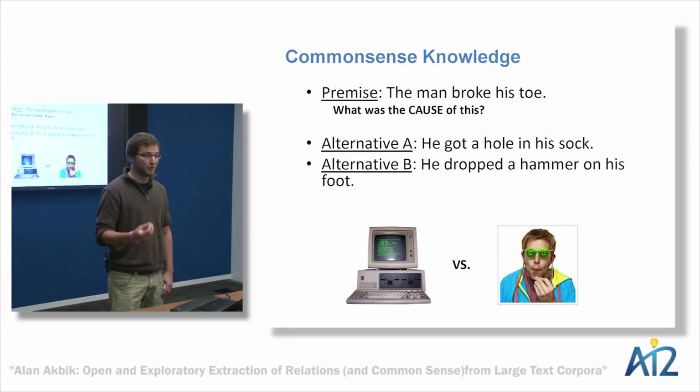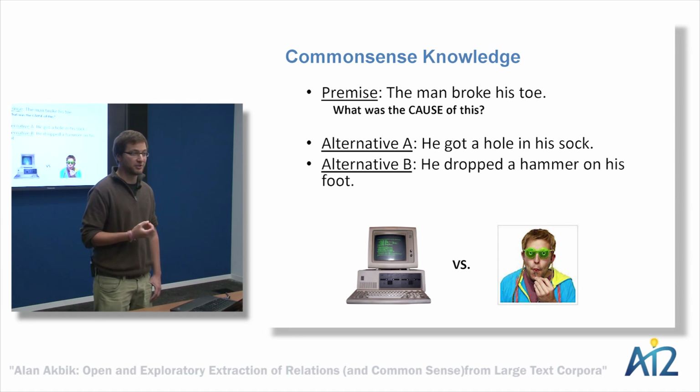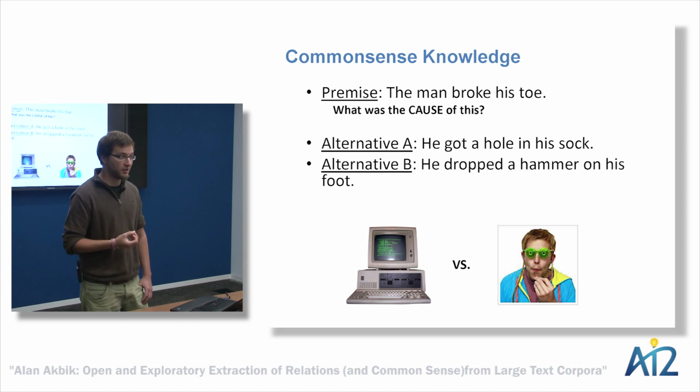You basically always have a premise. You have a question: what was the cause of this? What is the result of this? And you have to select one of 2 options, 2 alternatives, right? So the premise here is the man broke his toe. The question is, what was the cause of this? Alternative A, he got a hole in his sock. Alternative B, he dropped a hammer on his foot.